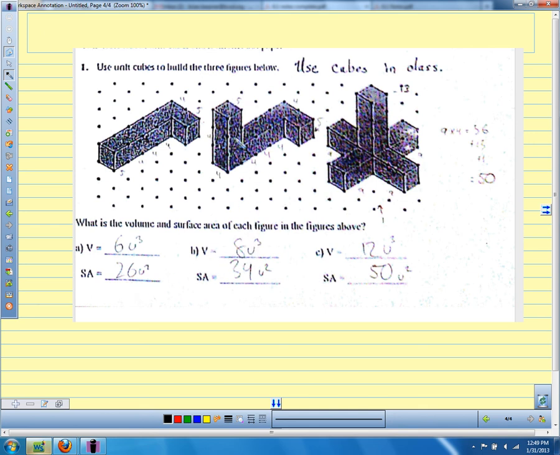The second one, the volume is 8 cubic units, and the surface area is 34 square units. The last one, the volume is 12 cubic units, and the surface area is 50 square units. If you are off by a lot, you should figure out where you made your mistake.